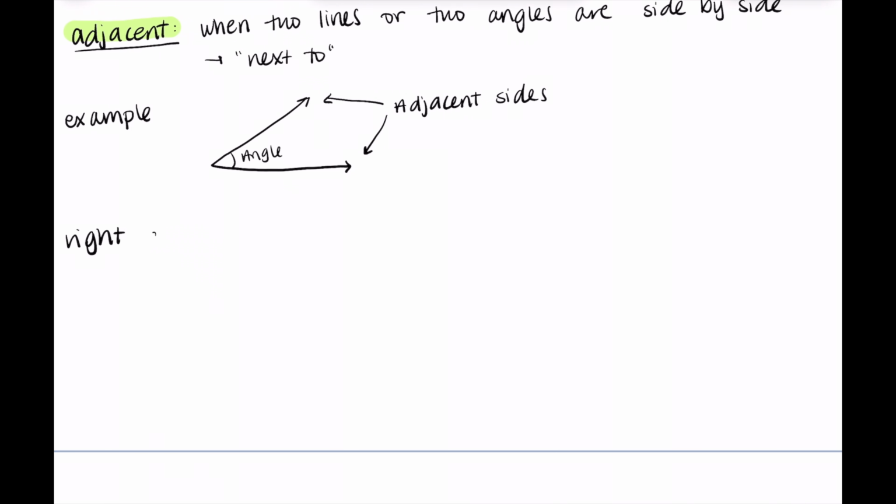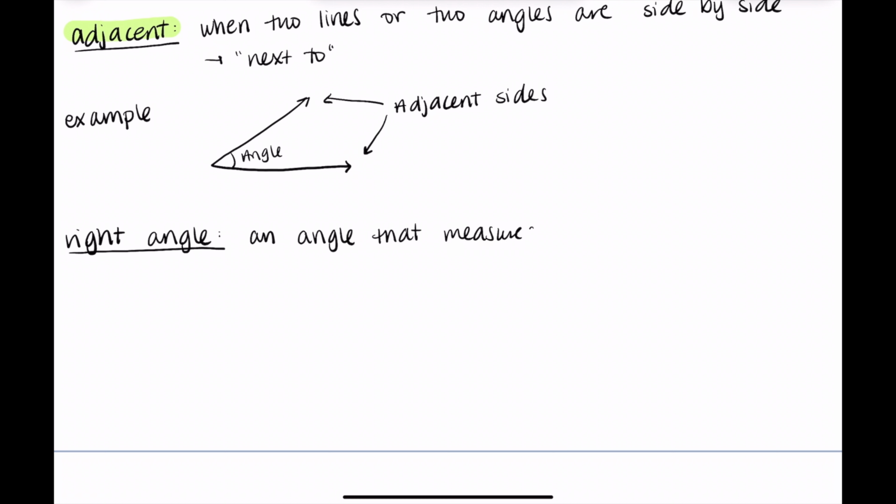So the last vocab word we're going to go over in this video is called a right angle. So a right angle can be defined as an angle that measures exactly 90 degrees, okay? No less, no more, not even by a single degree. Right angles measure exactly 90 degrees. And now we'll go through and draw out an example.